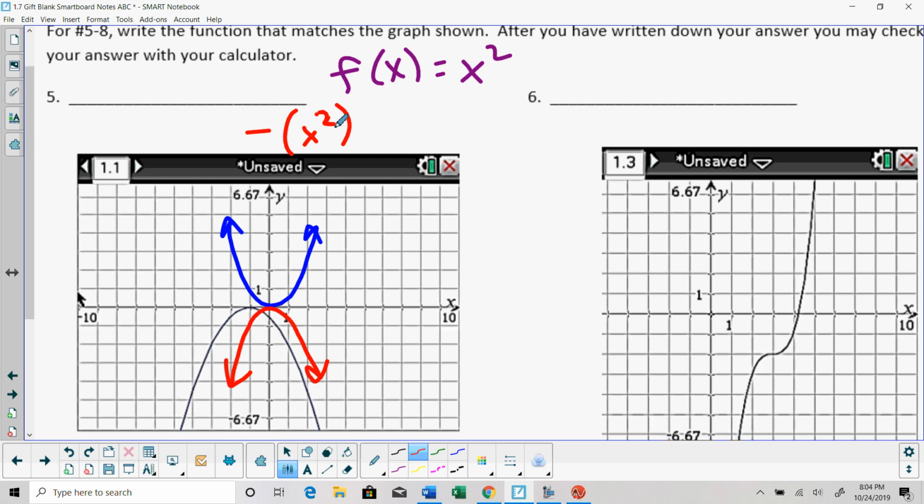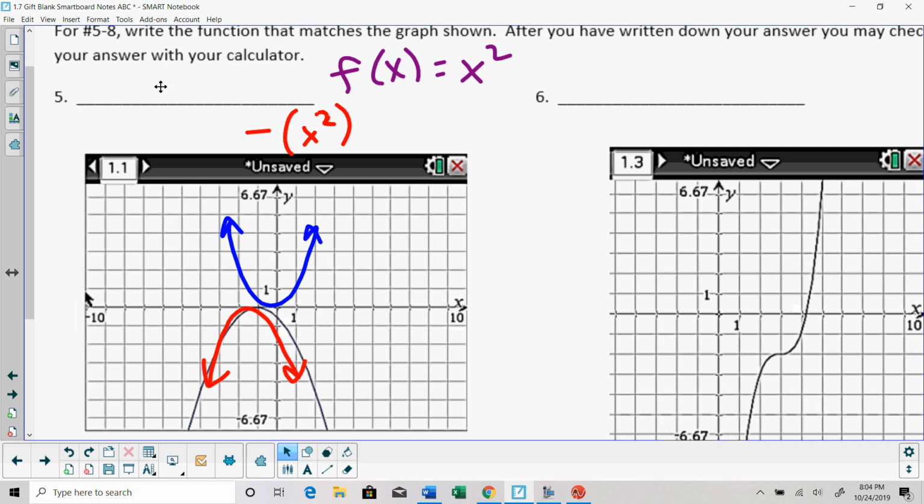But I also noticed that it has been shifted. It looks like it has been shifted, like 1 unit to the left. So if that's the case, then we need to go right into the x itself, and we need to add 1. All right, so it should be the opposite of x plus 1 quantity squared. I think that should do it, but I do want to check on one thing.